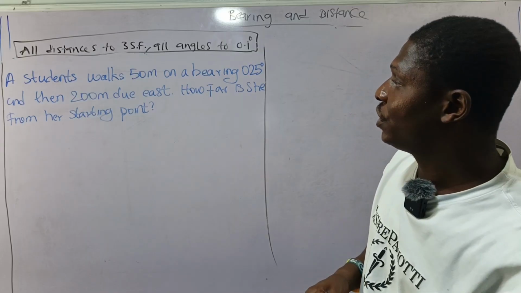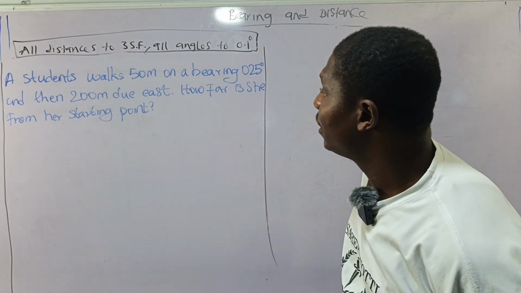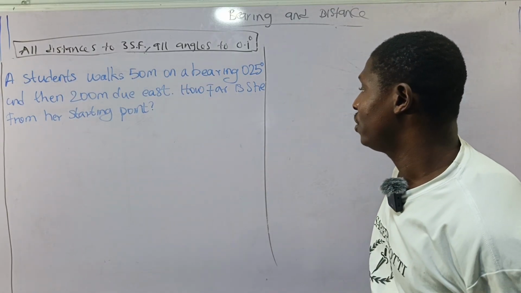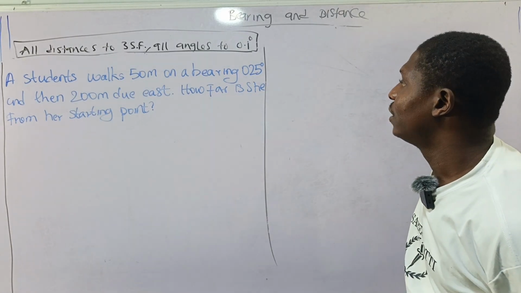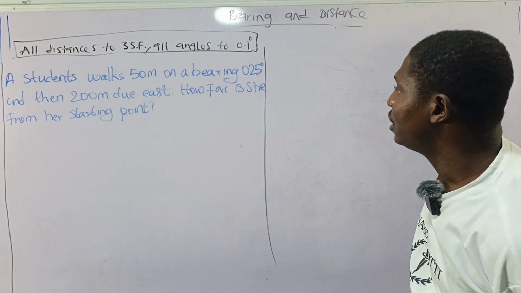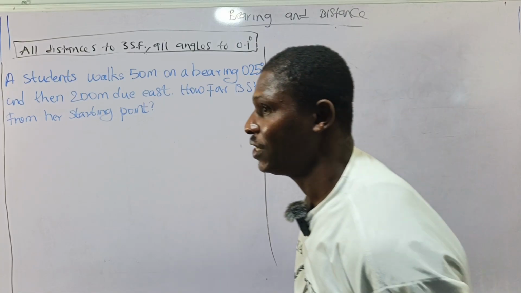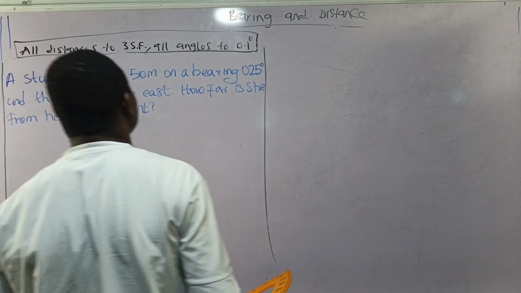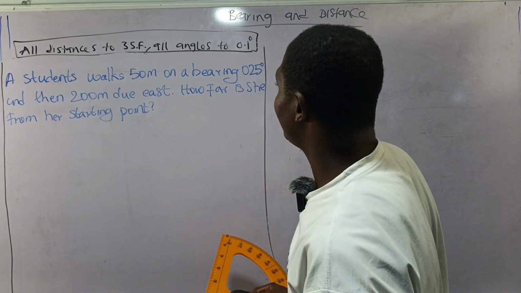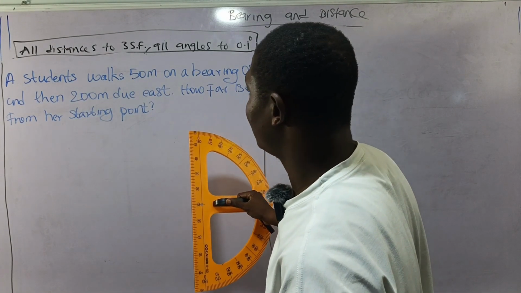So we have a question again on the board. It says, a student walks 50 meters on the bearing of 025 degree and then 200 meters due east. How far is she from a starting point? Now let's see using our diagram. It says a student walks 50 meters on the bearing of 25 degree.